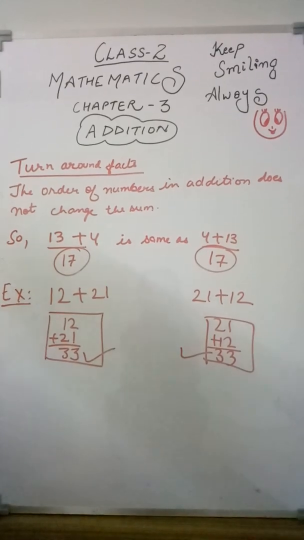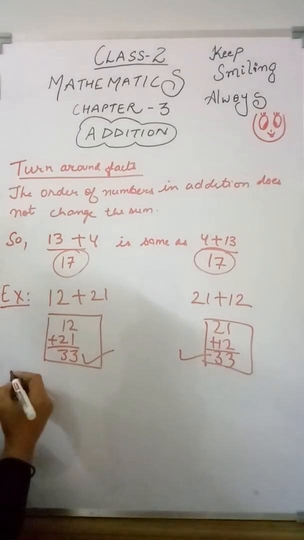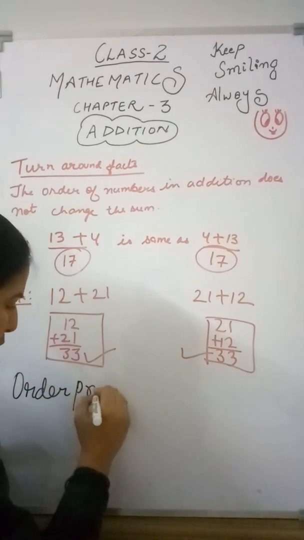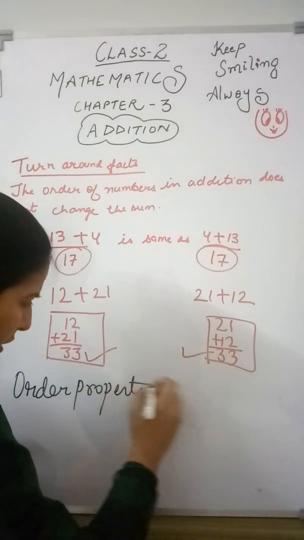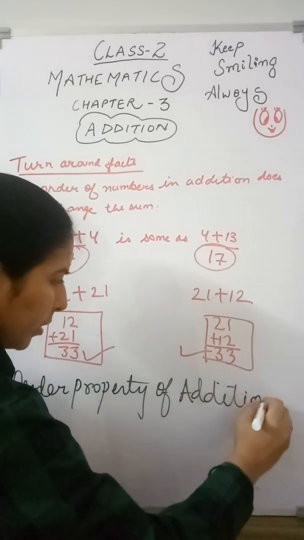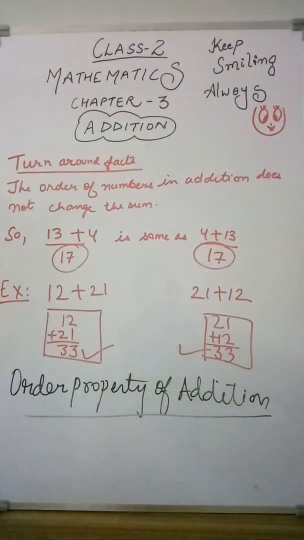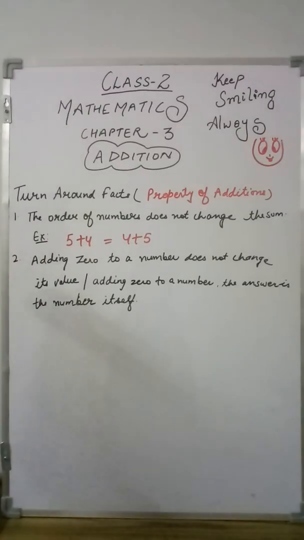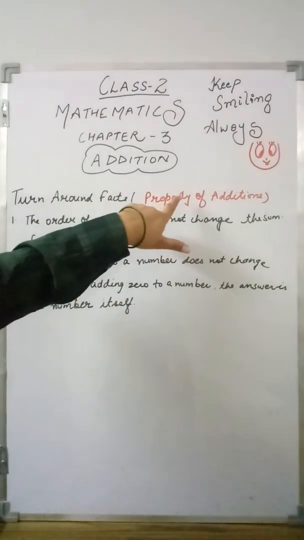This is also called the order property of addition. This name is also the second name of this, the order property of addition. Okay student, turnaround fact is also called the order property of addition.